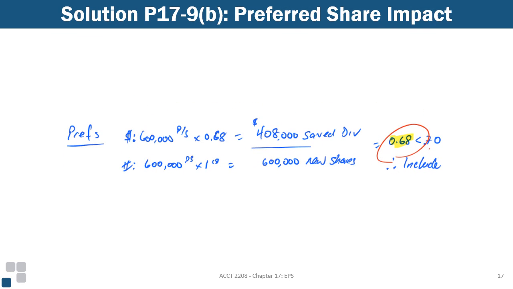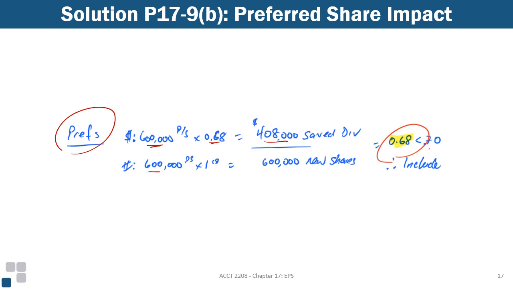Now we will look at the preferred share impact. What do we know about the preferred shares? There are 600,000 preferred shares that pay a dividend of 68 cents. Well, if those preferred shares were converted, it would be assumed that they would be converted at the beginning of the year. The company would save one year's worth of dividend, no arrears, so would save $408,000 in dividends if they were converted at the beginning of the year.